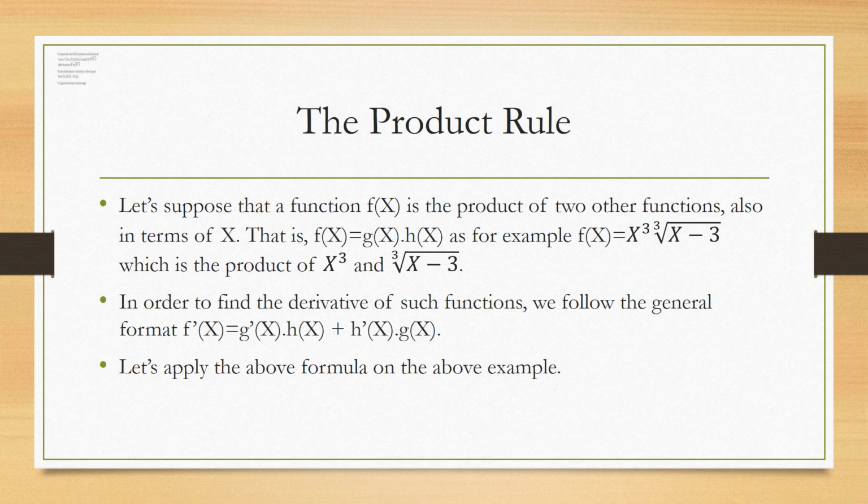Let's suppose that there exists a function f of x, which is the product of two other functions, also in terms of x. That is, f of x equals g of x times h of x. As for example, f of x equals x cubed times the cube root of x minus 3, which is the product of x cubed and the cube root of x minus 3.